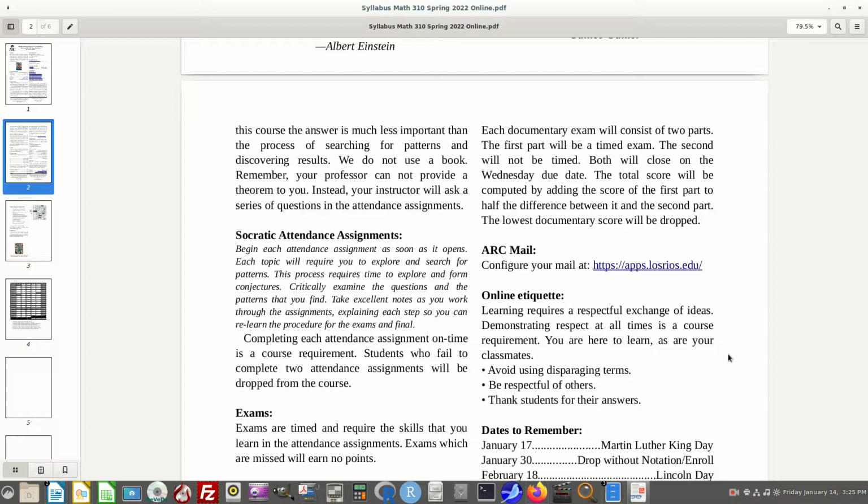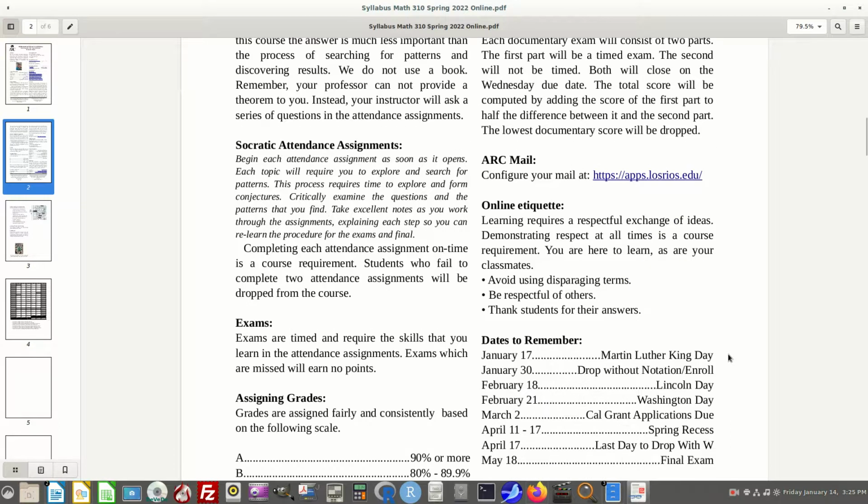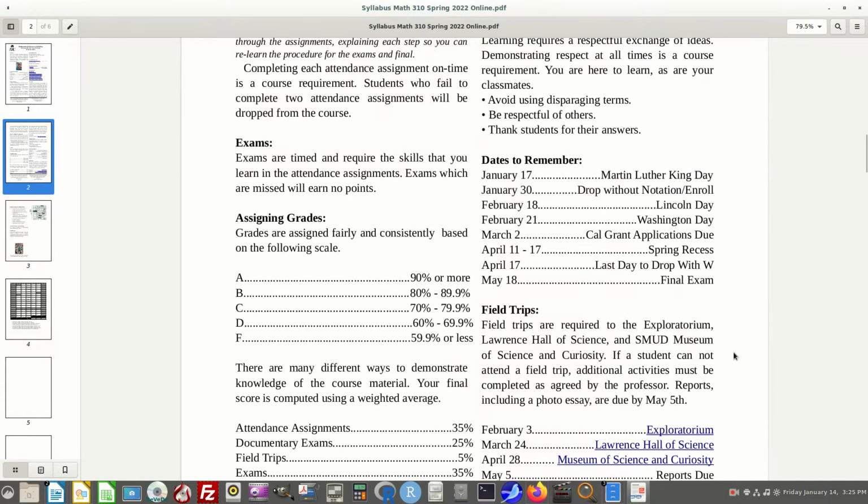Of course, completing them on time is a course requirement. If you fail 2 of them, that's equivalent to failing 2 weeks or missing 2 weeks of the class, and you'll be dropped from the course. There are exams, they're timed, and they require the skills that you learned from the attendance assignments. Those are also open for 2 weeks, but of course they're timed, and exams which are missed are given no points. A standard way of assigning grades: anything in the 90s is an A, anything in the 80s is a B, you get the idea.